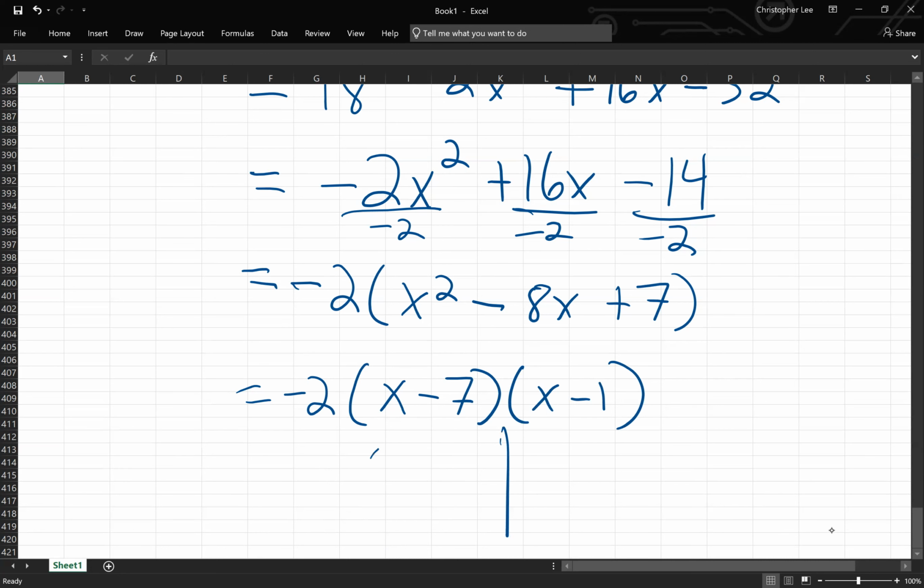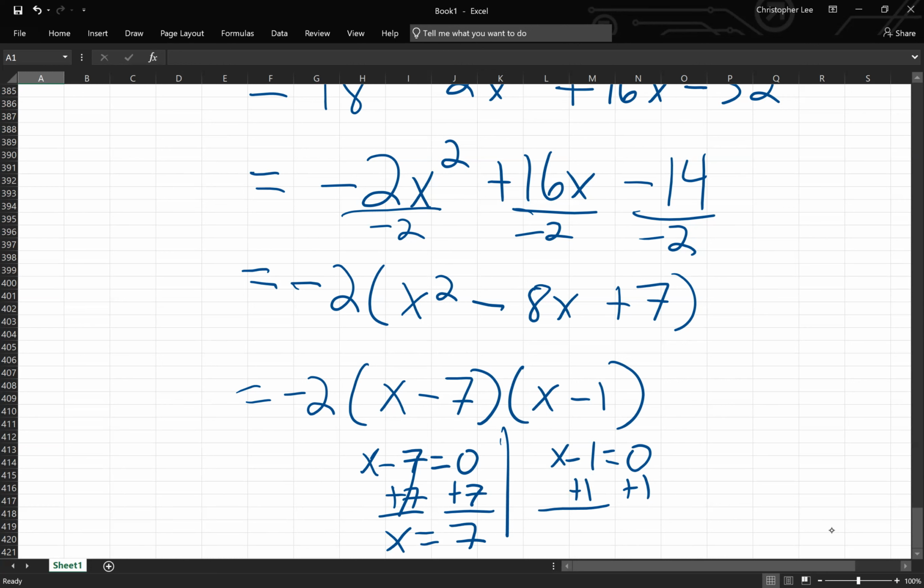Set both of those equal to 0. X minus 7 equals 0, x minus 1 equals 0. Solve for x. Add 7, add 7, so I have x is equal to 7, and add 1, add 1, x is equal to 1. It's quadratic, so those are your two answers. Enter them using a comma, like 7, comma 1. Unless they have one of those questions where they want the smallest number first and then the big number after, depending on how they want it in the question.